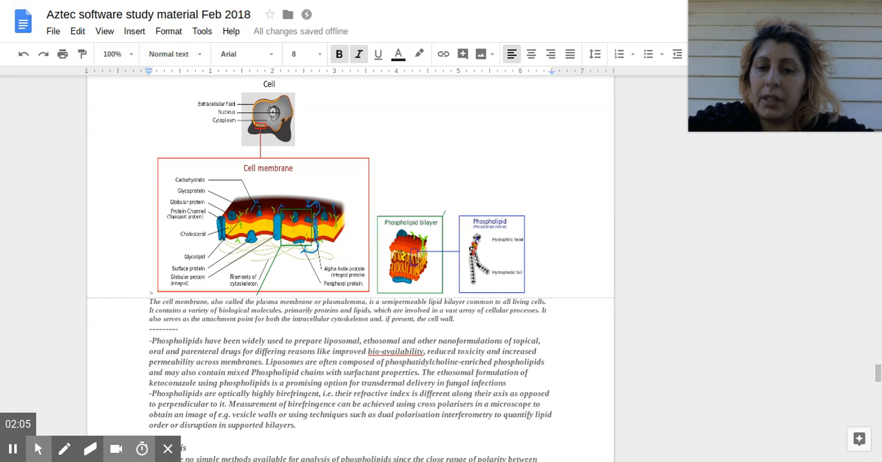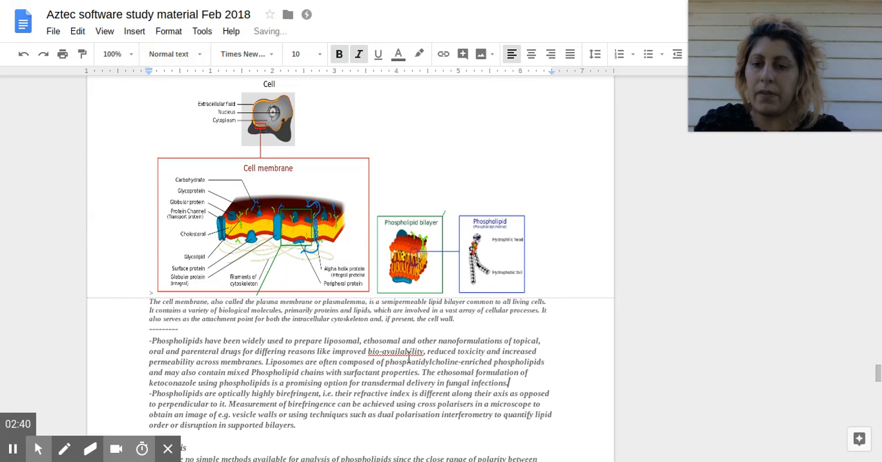Liposomes are often composed of phosphatidylcholine enriched phospholipids and may also contain mixed phospholipid chains with surfactant properties. So, surface properties. The ethosomal formulation of ketoconazole using phospholipids is a promising option for transdermal delivery in fungal infections. So, these are some examples.